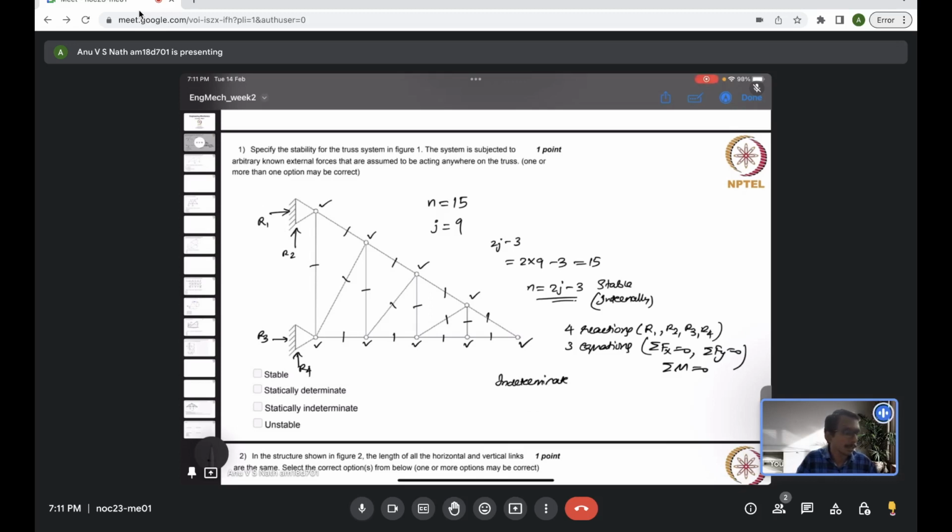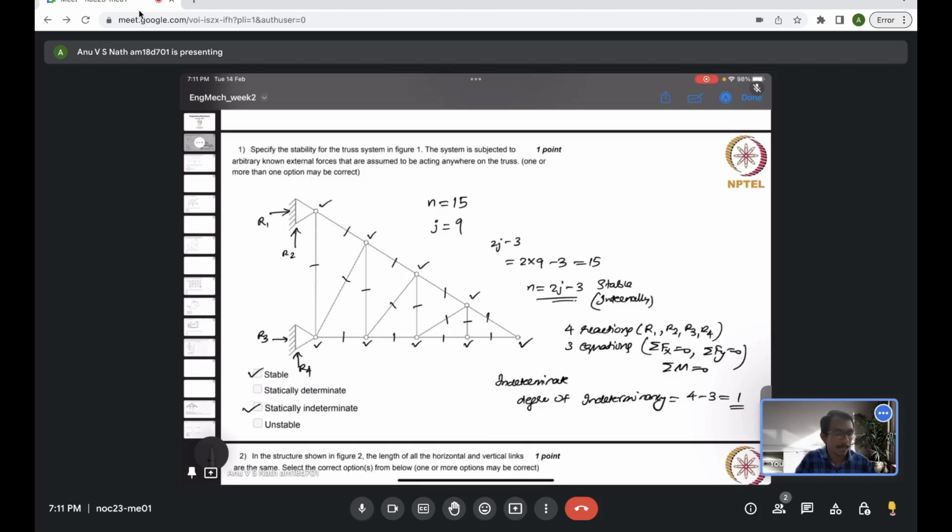Degree of indeterminacy is equal to number of reactions minus number of equations, which is 1. So one of the reactions you cannot evaluate. So basically it's stable, but it is statically indeterminate. It is externally indeterminate, but here there is no such option. So it's statically indeterminate, also it is stable internally. Externally also it is stable.